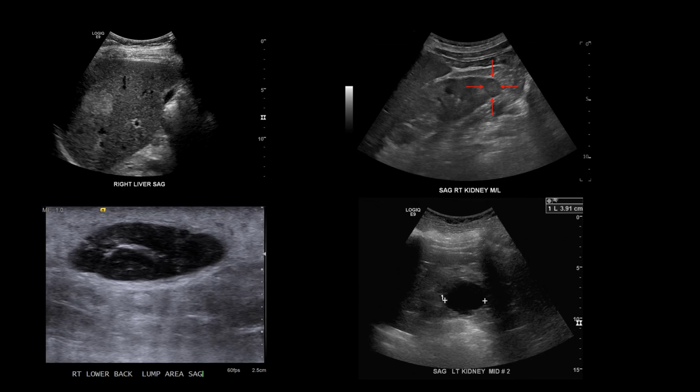On the bottom left is a hypoechoic lesion in the subcutaneous tissue of the right lower back. This turned out to be a lymphoma. Note that this is a linear high-frequency probe, which you can tell by the straight margin at the top of the image. This was done to evaluate a palpable abnormality. On the bottom right is an anechoic lesion. This is a kidney cyst. And on the top right is an isoechoic lesion.